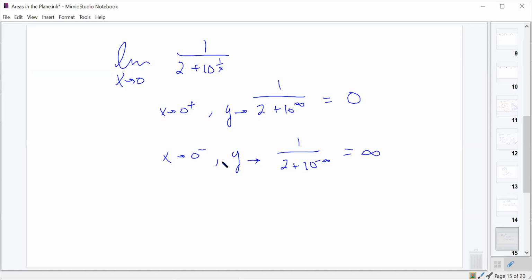I shouldn't have said infinity there though. That's not true, because this is not multiplied by this; these are not combined together. This becomes 1 over 2 plus 0. 10 to the negative infinity is just 1 over 10 to the infinity, which is 0, so it's 1 over 2 plus 0. So that goes towards a half, not towards infinity. But still, the two sides are not the same, so the limit doesn't exist.